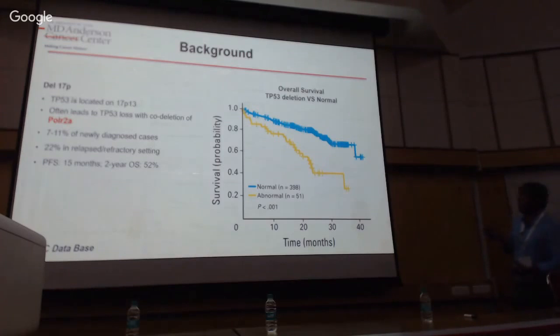When we look at survival across the different patient samples, the yellow line is the samples with abnormal 17p, that is 17p deleted, and the blue line is non-deleted, which is normal. When we compare survival, these patients have a very low survival compared to patients with wild type p53 or wild type 17p. That suggests that 17p deletion is very important for the treatment module when we consider high-risk patients. We also found that 17p often co-deletes POLR2A, which is polymerase 2A. 7 to 11% of newly diagnosed cases and 22% of relapsed and refractory patients have 17p deletion. PFS is progression-free survival, the survival time where there is no progression, and that is 2 years, and overall survival is 50%.